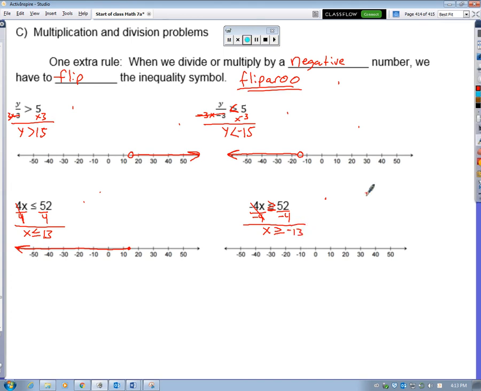Perfect. Negative 13. Alright, so now we can graph this. X can be equal to negative 13 or greater than negative 13. So I'm going to put a filled in circle at negative 13 because it could be that. And then I'm going to highlight all the numbers that are bigger than negative 13 because those could be possible answers.